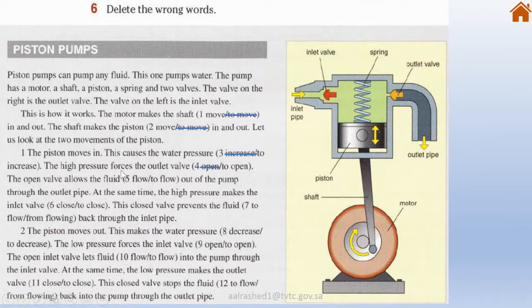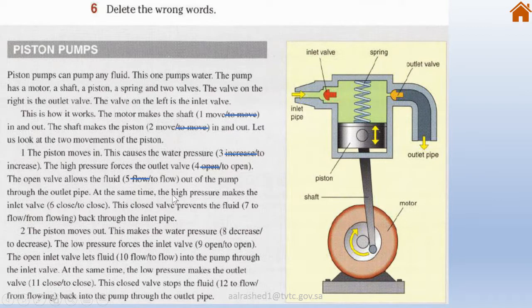Okay, if you saw force, you must use to with it. The open valve allows the fluid to flow. Allows, which one to use? We need to choose the one with the preposition to. The open valve allows the fluid to flow out of the pump through the outlet pipe.